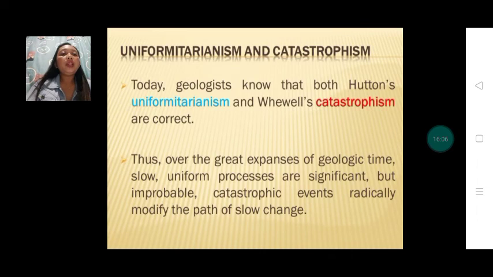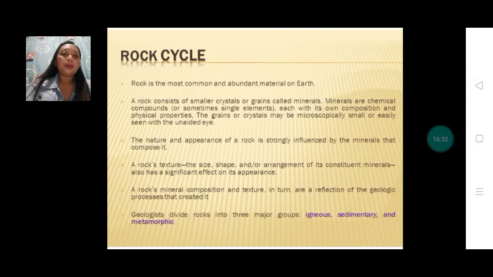Okay, so today geologists know that both Hutton's uniformitarianism and Whewell's catastrophism are correct. Over the great expanses of geologic time, slow, uniform processes are significant, but catastrophic events radically modify the path of slow change. So, that is the slow change.